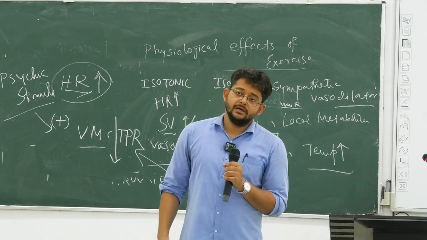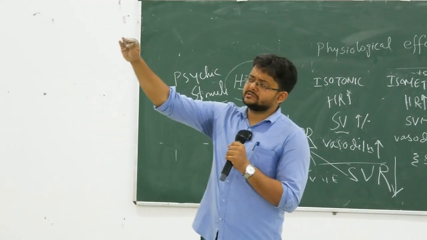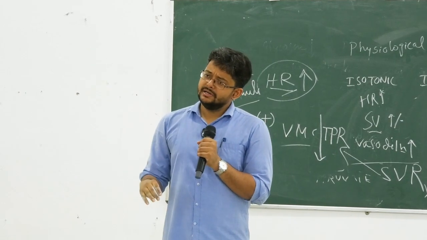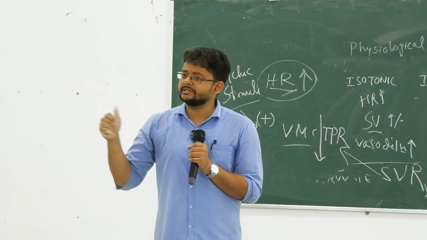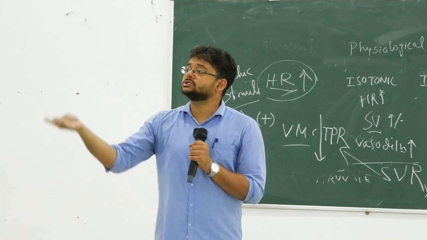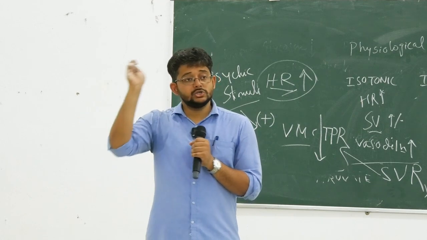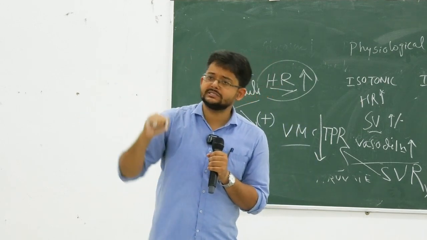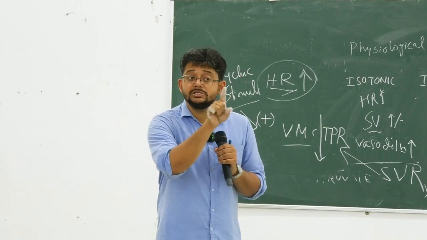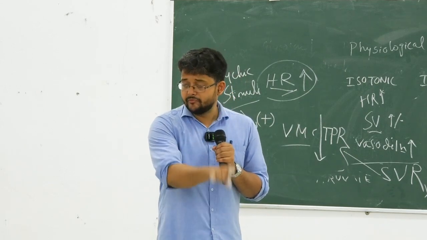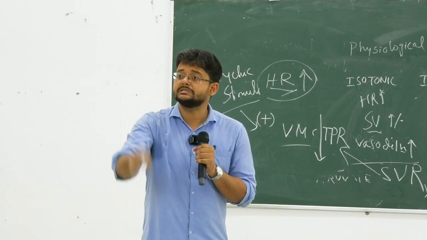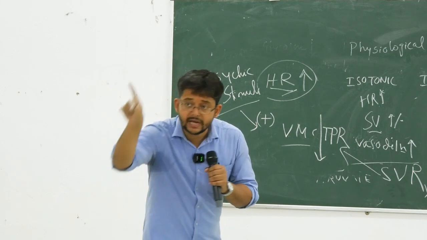So what will happen? Isometric exercise, stroke volume slightly increases, systolic blood pressure increases. Clear everybody? Isometric exercise, systemic vascular resistance increases, diastolic pressure increases. Isotonic exercise, stroke volume increases, systolic blood pressure increases. Isotonic exercise, TPR, total peripheral resistance decreases, diastolic blood pressure decreases. That's the difference.